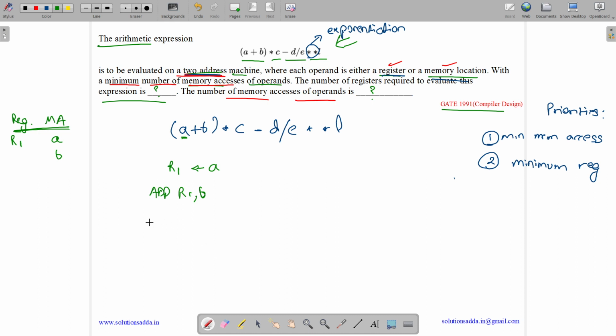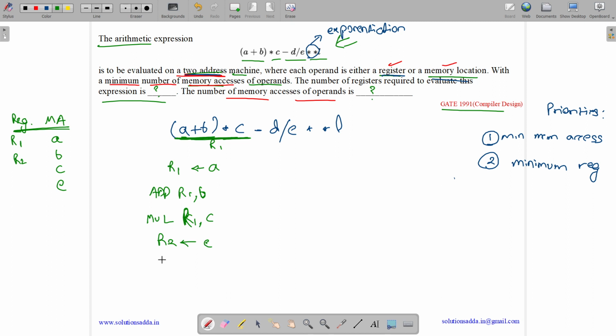Then we do multiply R1 with c. R1 has a + b, so we multiply it with c and store it in R1. We have a memory access for c and we haven't used any extra register; it's R1 only. Now R1 has (a + b) * c. Now we bring into register R2 the value e. So we have a memory access for e and we have used another register, R2.